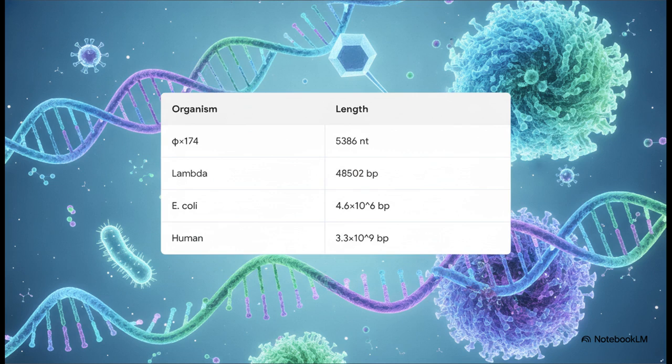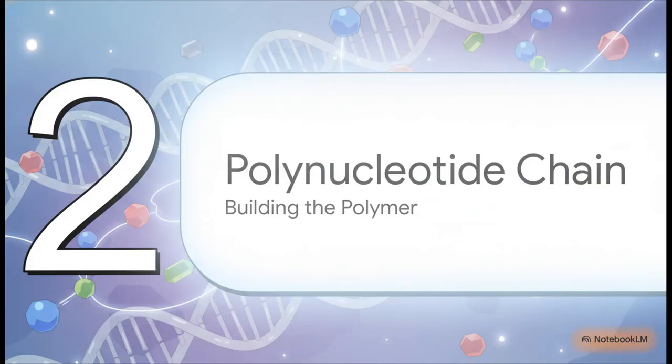Grab your pen. First, the bacteriophage known as Phi-X174 has exactly 5,386 nucleotides. Another virus, bacteriophage lambda, has 48,502 base pairs. Moving up the complexity ladder, the bacteria E. coli has 4.6 million base pairs. And finally, the haploid content of human DNA, meaning just one single set of our chromosomes, contains a staggering 3.3 billion base pairs.